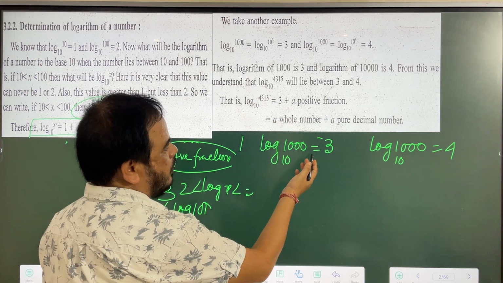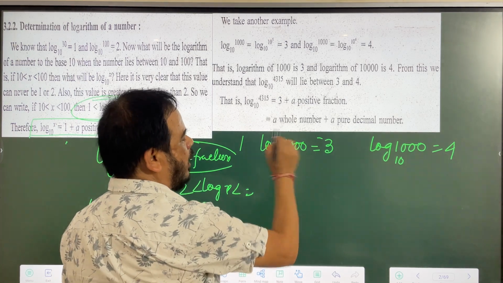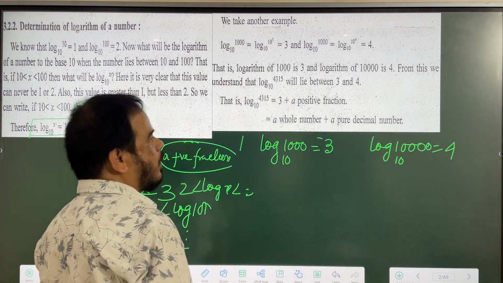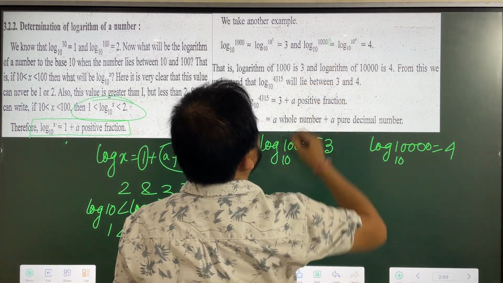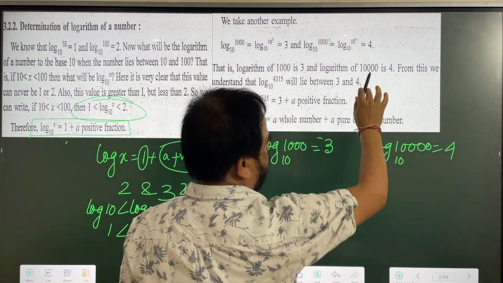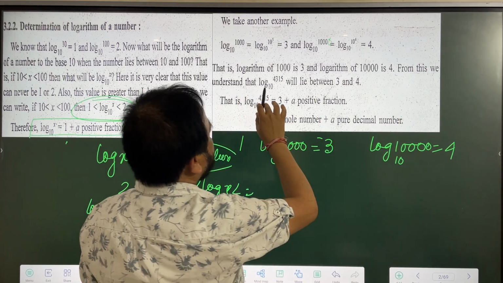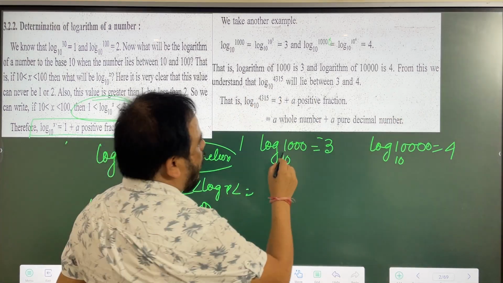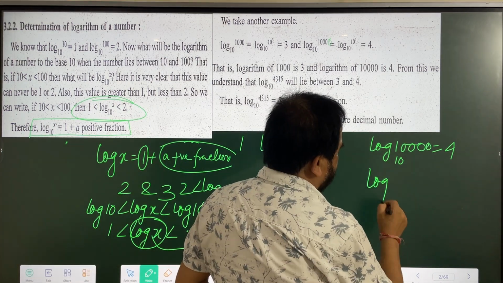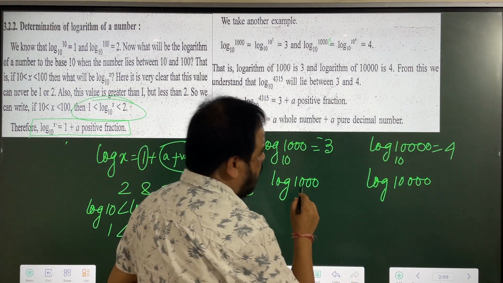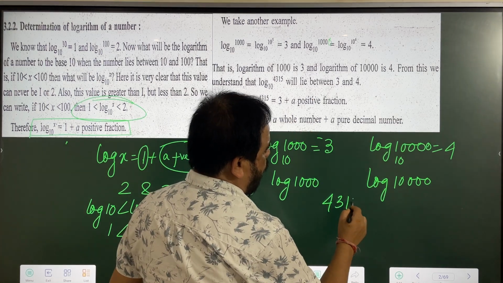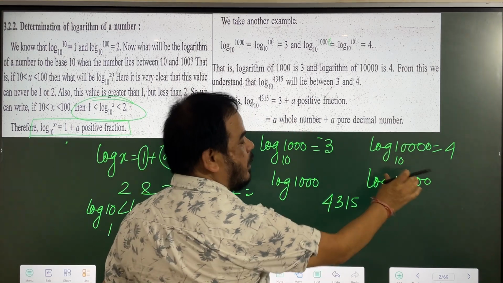Here is how it is true, because 10 cubed is 1000, and 10 to the power 4 is 10,000, which should have one more 0. So the logarithm of 1000 is 3 and the logarithm of 10,000 is 4. Between 1000 and 10,000 you can take any number. Here they have taken 4315, which is between 1000 and 10,000.